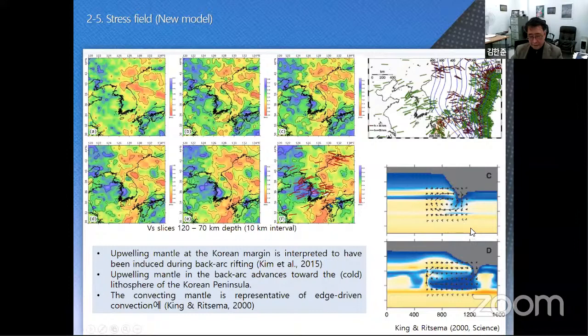Small-scale edge-driven convection that develops in the upper mantle beneath the transition of thick cold cratonic lithosphere and thin oceanic lithosphere is a model to drive mantle convection toward the thick and cold lithosphere at the upper boundary of a convection cell. We estimate that the mantle upwelling can exert a compressive stress on the thick continental lithosphere of the Korean Peninsula by directing the convective flow toward the peninsula.